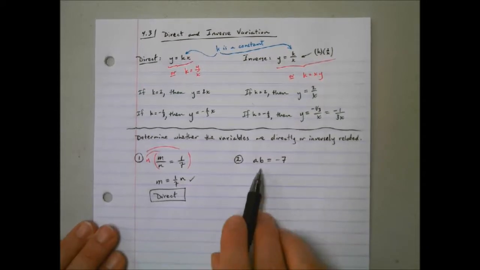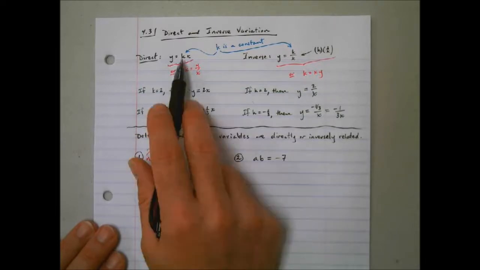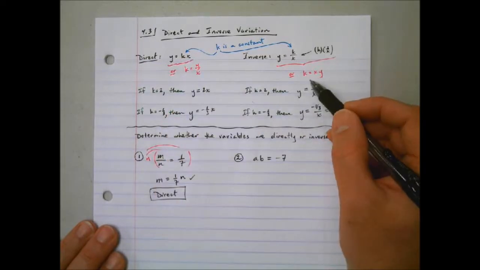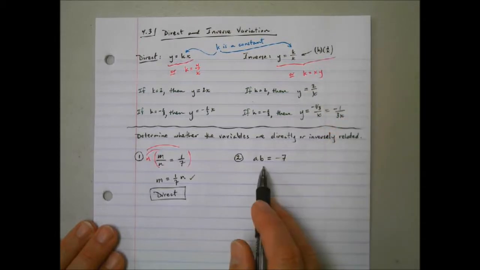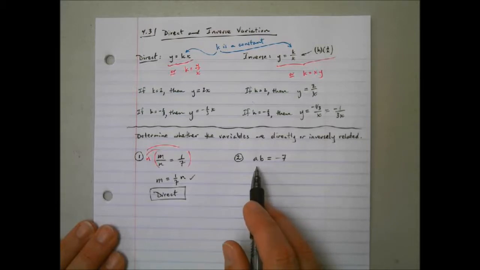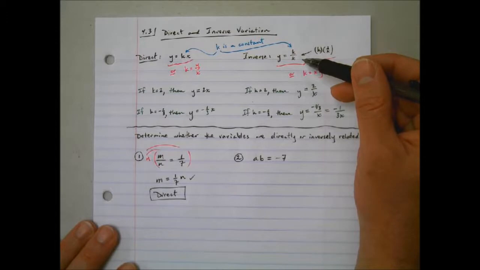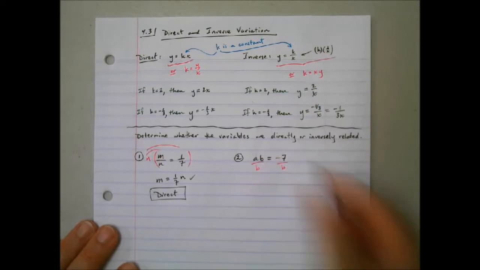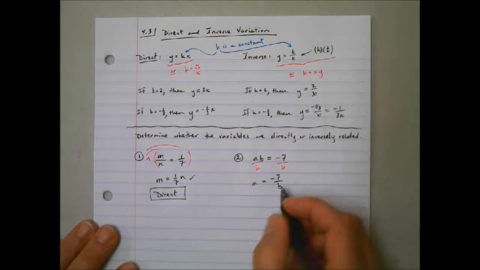On the other hand, if we have AB equals -7, the original form of the equation, it doesn't match either of the original equations, but it does match up to a constant equaling the product of two variables. So it looks like it should be the inverse relationship here. But let's go ahead and get it into the other form, the y equals k over x form. And so if I divide both sides by b, we would get a equals -7 over b.